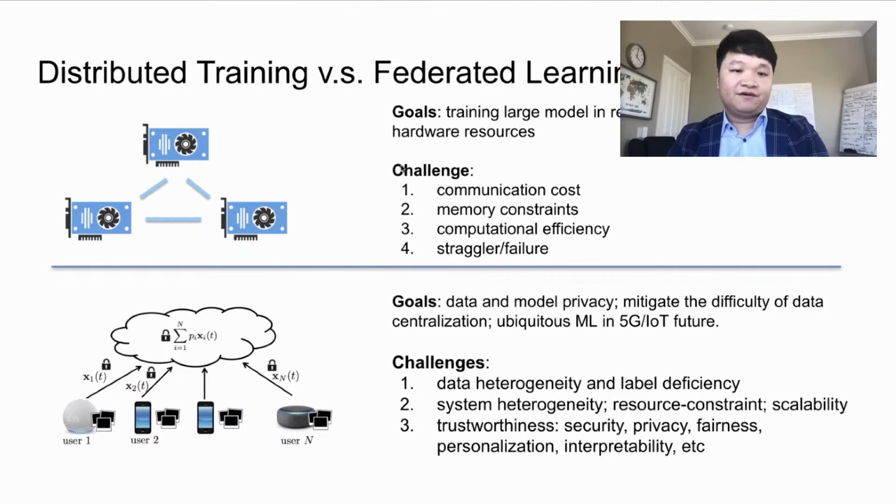The main challenges in the first part, distributed training, are system-wise, like communication cost, memory constraint and computational efficiency. But in federated learning, we are mainly concerned about data heterogeneity, because each user may have different behaviors and generate different datasets. System heterogeneity is also a very obvious property in this setting. You can see some people use iOS, others use Android smartphones. Also trustworthiness is very important, because sometimes malicious users may break the assumptions of distributed optimization, so that it can degrade your training performance.